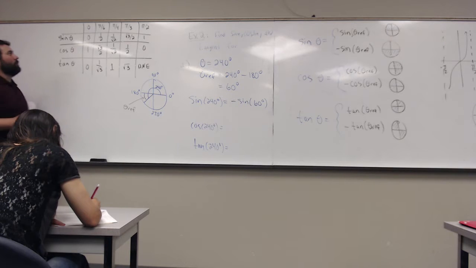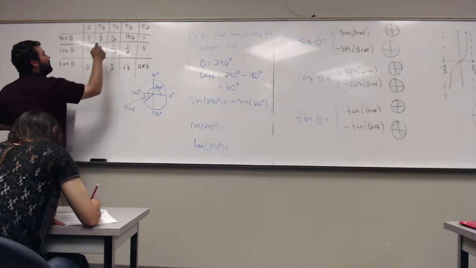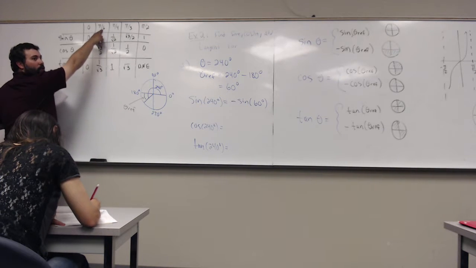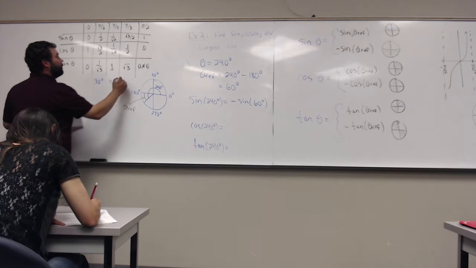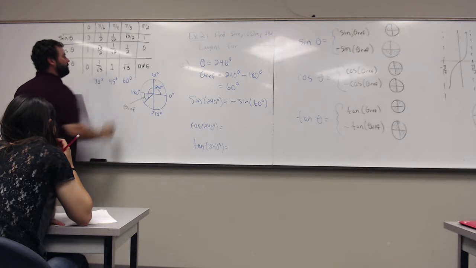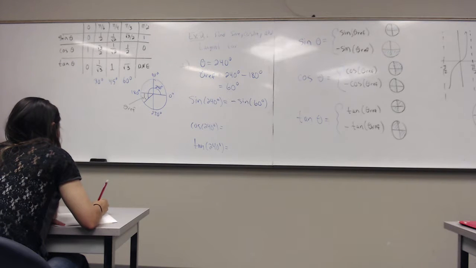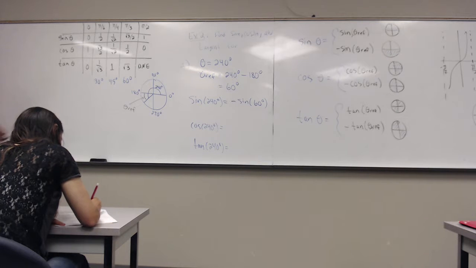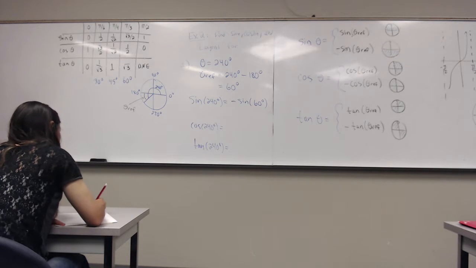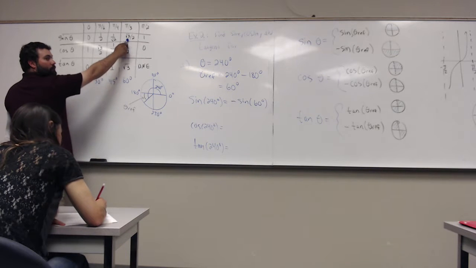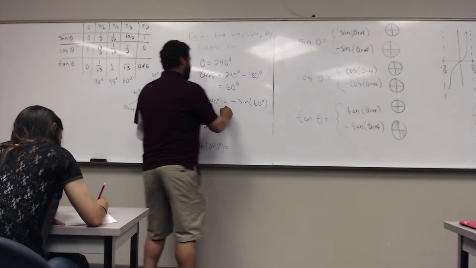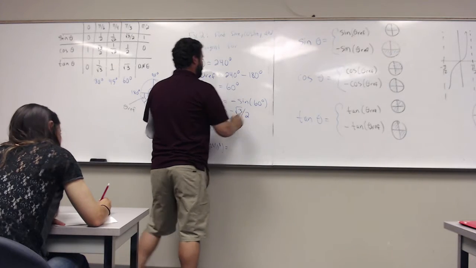And then I always have to remember which one of these is 30 and 60. Well, pi over 6 is the smaller of the two, so that's really 30 degrees. Pi over 4 is 45. Pi over 3 is really 60 degrees. And then pi over 2 is 90 degrees. And what do we know? Sine of 60 degrees is root 3 over 2. So this is just minus root 3 over 2.